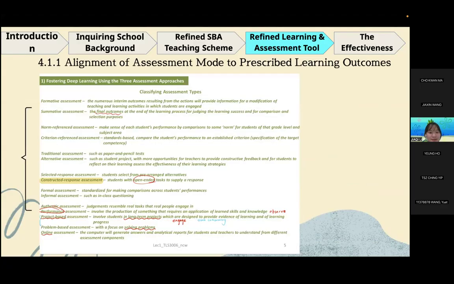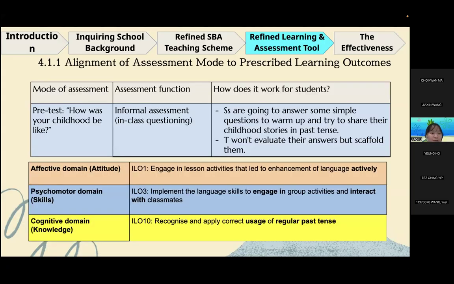So we're going to classify our assessment based on these assessment types. In our first lesson, we're going to have a pre-test, and we will ask some in-class questions to our students, like how has your childhood been like? And students are going to answer this question to warm up and try to share their stories in past tense. Meanwhile, the teacher won't evaluate their answers, but will scaffold them.